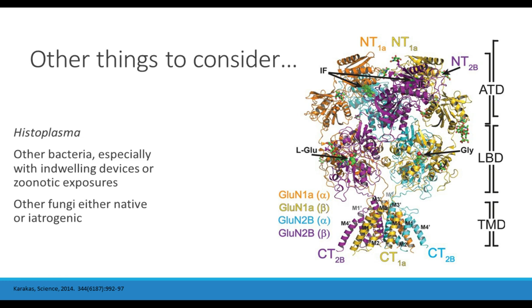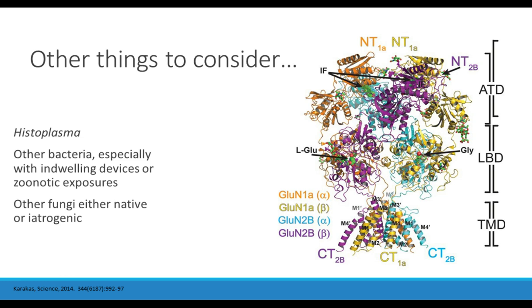There are always other things to consider. I haven't talked a lot about fungi, like histoplasma, or other bacteria. Mycobacterium tuberculosis, especially in other parts of the world, is a huge cause of meningitis, but maybe not as prevalent for this U.S. audience. If we have indwelling devices or specific zoonotic exposures, other bacteria rise on the list. We're all familiar with fungi that pop up via iatrogenic outbreaks. Fungi are in our environment and can cause meningitis and encephalitis.